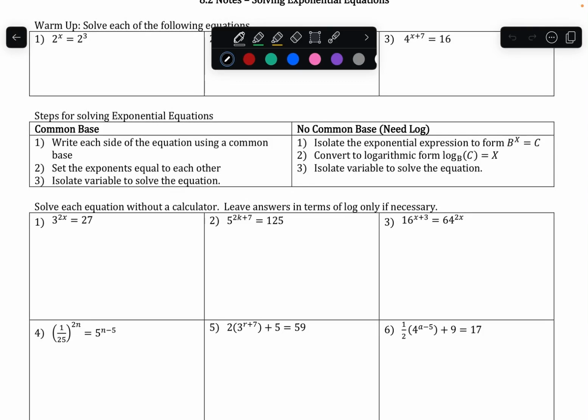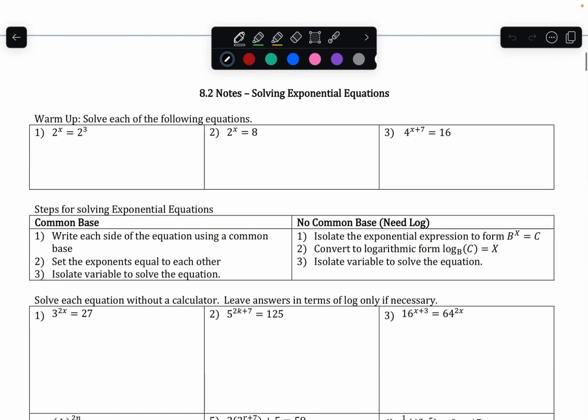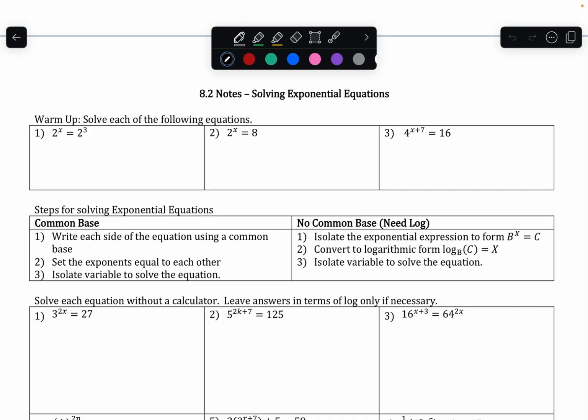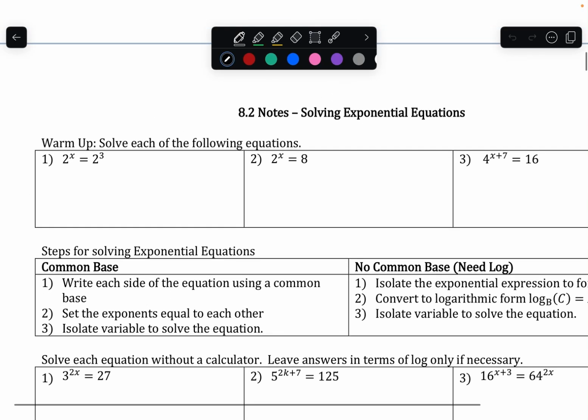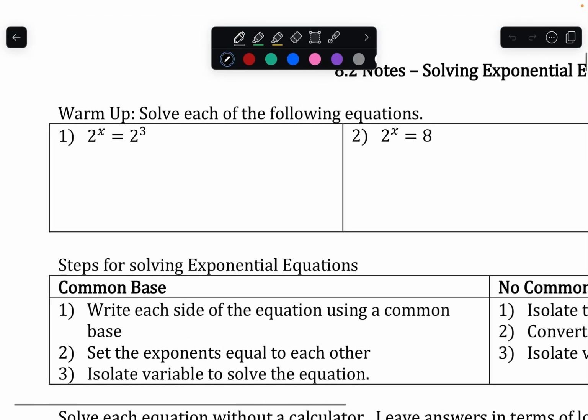All right, in this lesson, we are solving exponential equations. And so we're going to start with an easy warm-up. Number 1 says 2 to the x power equals 2 to the third power. And so obviously x would just be 3, because the base is the same, so their exponents have to be the same.